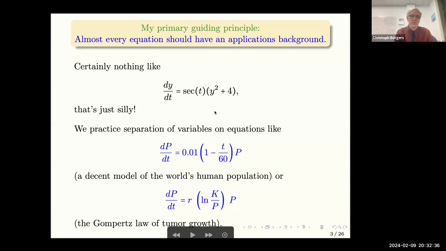For example, at the beginning of the course, we practice separation of variables with equations like this. This is a population growth equation with a declining growth rate. And I picked the parameters so that it's, roughly speaking, a decent model of the world's human population if you take T to be time in years, and P to be population in billions. Or then we use the Gompertz law of tumor growth, which is like the logistic equation, except there is a logarithm that blows up at 0, so the growth is very fast at the initial time.